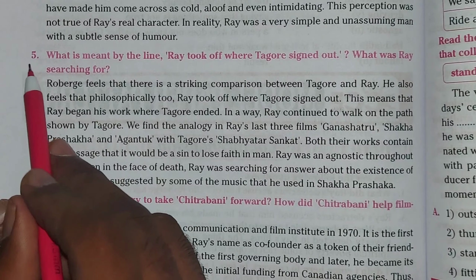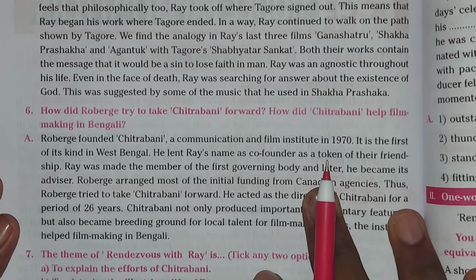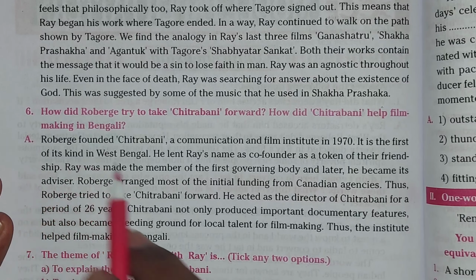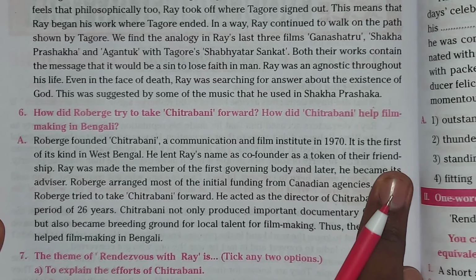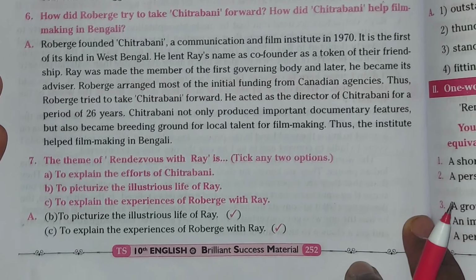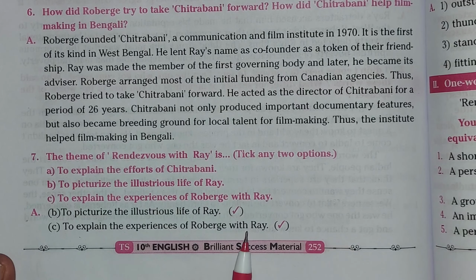Fifth, the answer starting from here and ending here. After that we have your sixth question. Question starting from here and ending here, and answer starting from here and ending here. After that we have your seventh question. Question starting from here and ending here, and answer starting from here and ending here. After that we have your vocabulary.